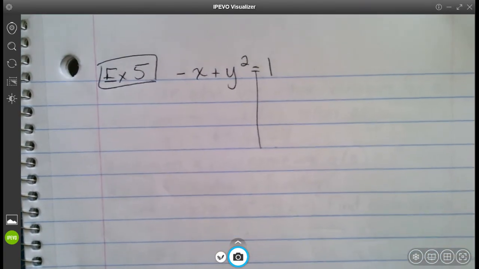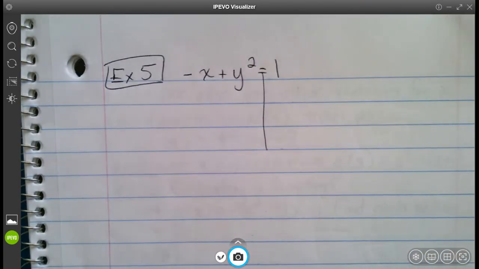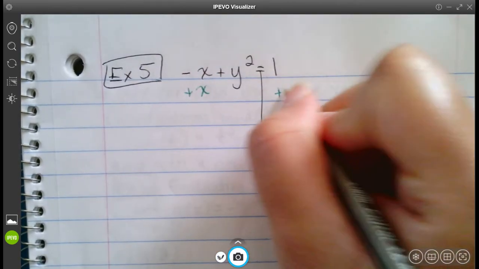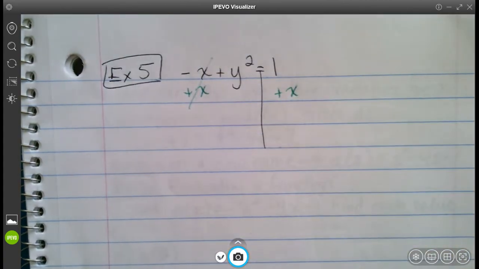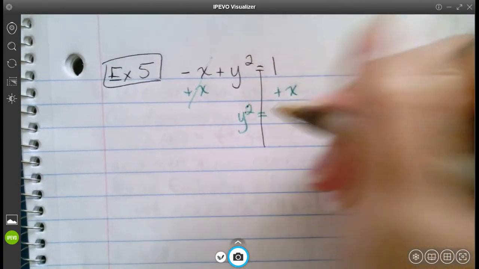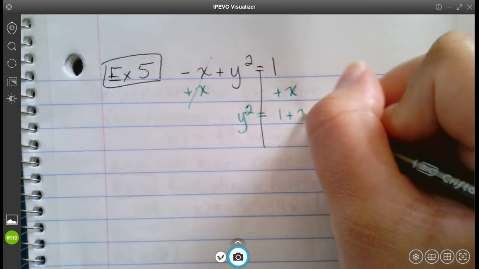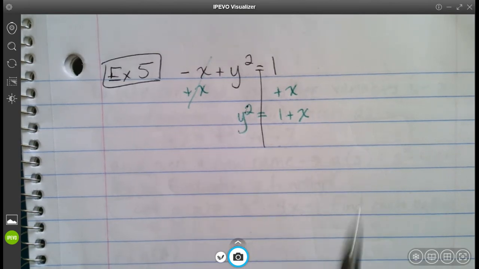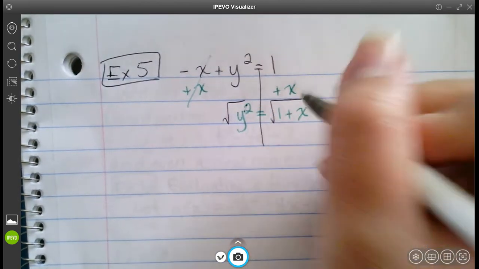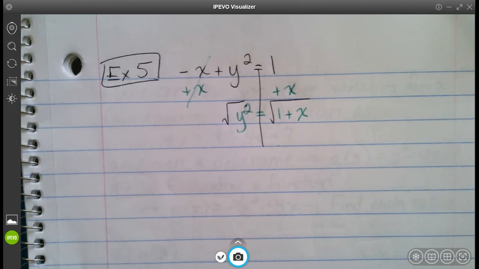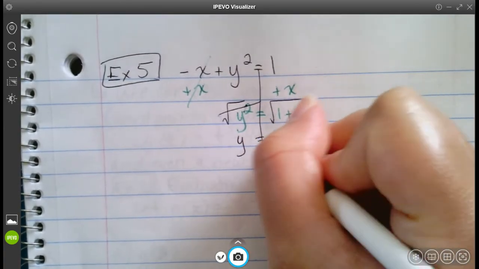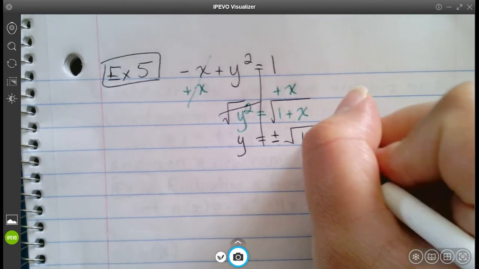We're going to go ahead and move everything over. So in this case, it looks like I have to move this x right here. Okay, so plus x, that's going to get rid of this. Y squared is equal to 1 plus x. Okay, and then at this point, we have to take the square root of something. Now, you need to be careful here because whenever you take the square root of something, mathematically, you are supposed to consider the positive and the negative of that square root.